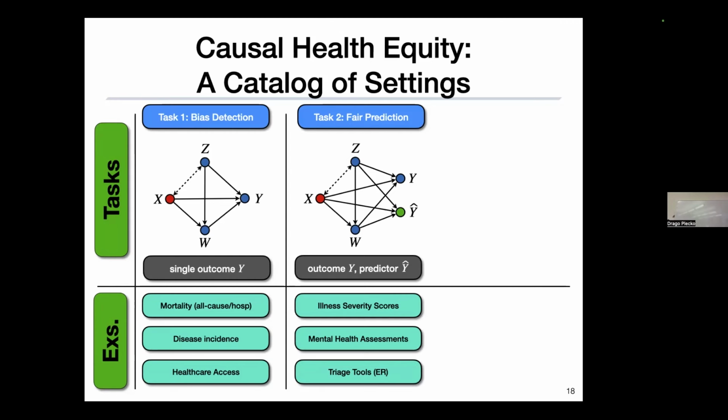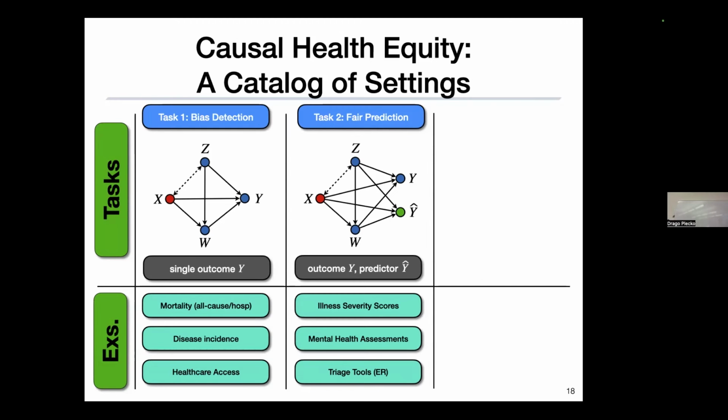Finally, triage tools in emergency rooms, when clinicians score the acuity of the patients, I think 1 to 5 usually in the US. Basically, this is another outcome that we could try to predict from electronic health records. So we have a human label, and we're trying to predict this. What is important is, how do we conceptualize equity in such settings?